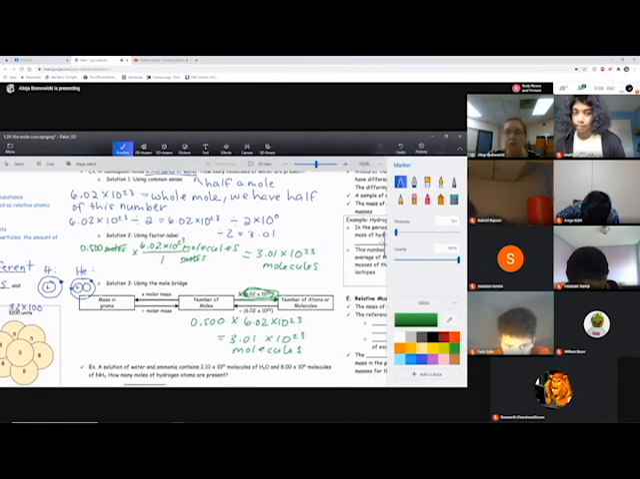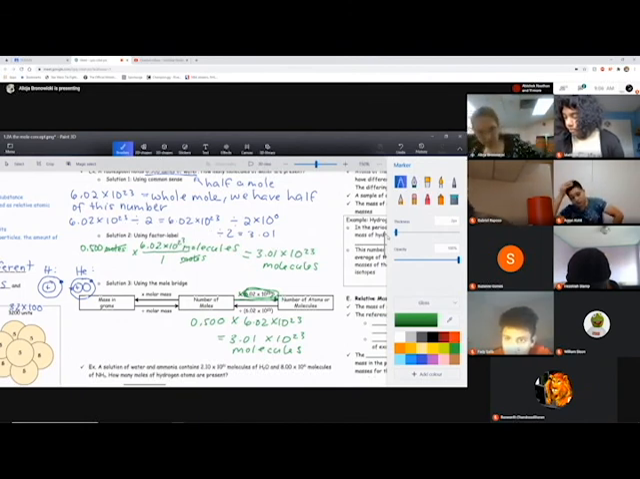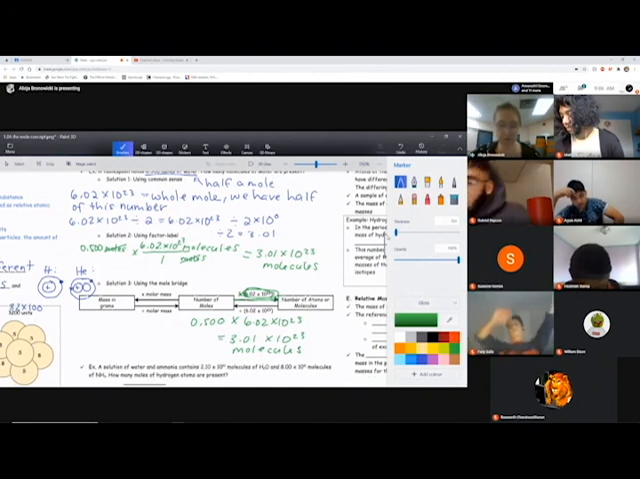Make sure you do the worksheet. IB has some really unique ways of asking you mole questions. It's not your standard conversions. So make sure you do the worksheet, and ask me questions if you need help. All right, let's try a harder one.